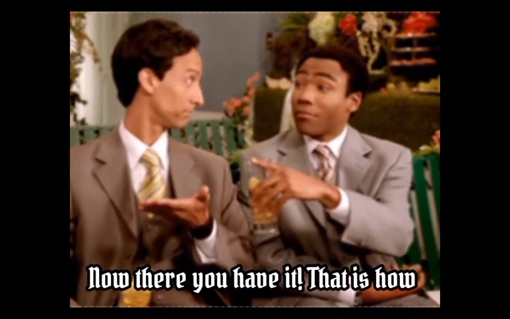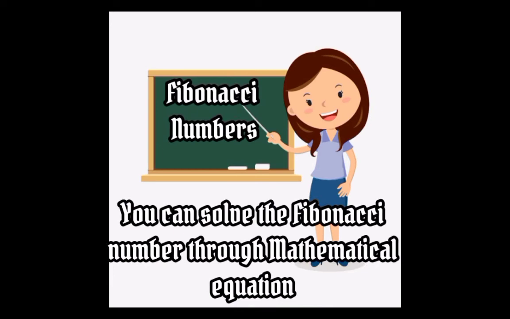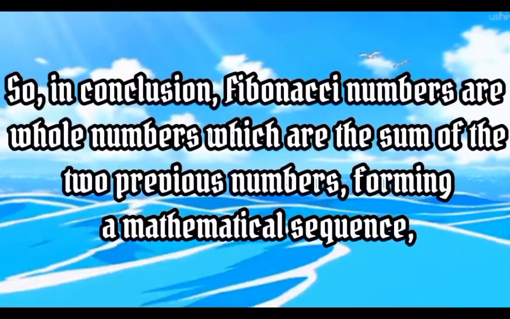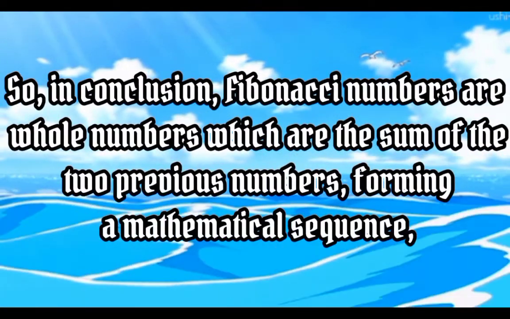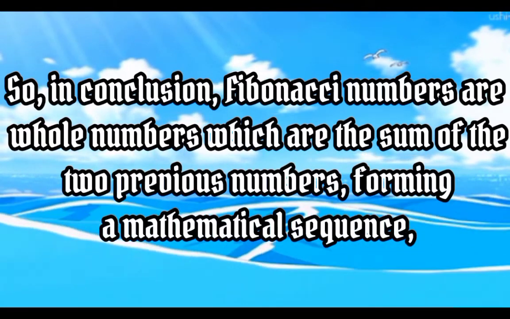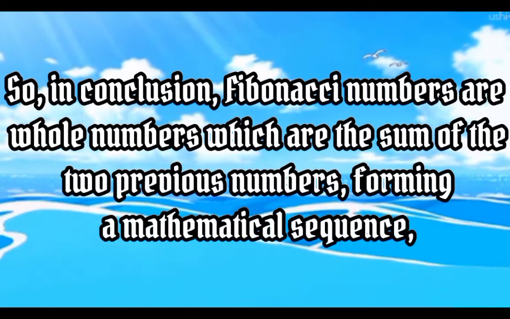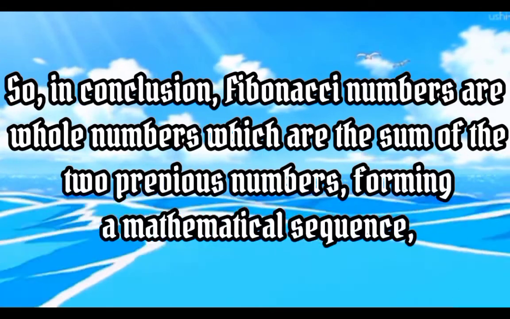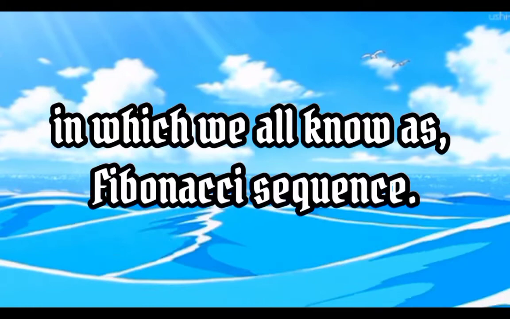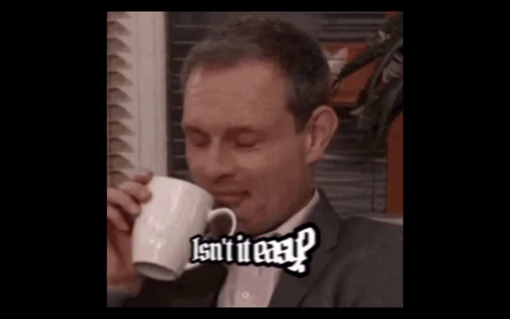Now, there you have it. That is how you can solve the Fibonacci numbers through a mathematical equation. So, in conclusion, Fibonacci numbers are whole numbers which are the sum of the two previous numbers, forming a mathematical sequence which we all know as the Fibonacci sequence. Isn't it easy?